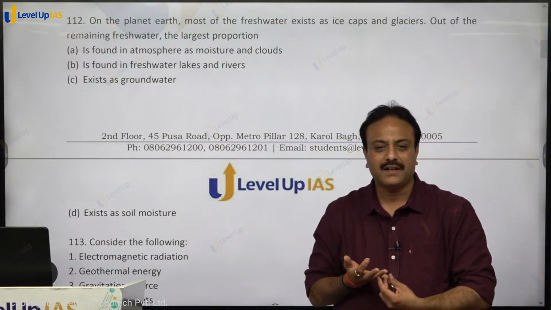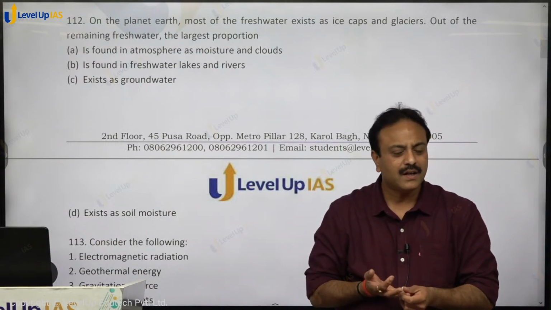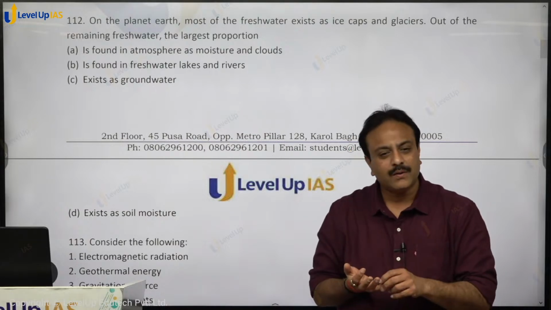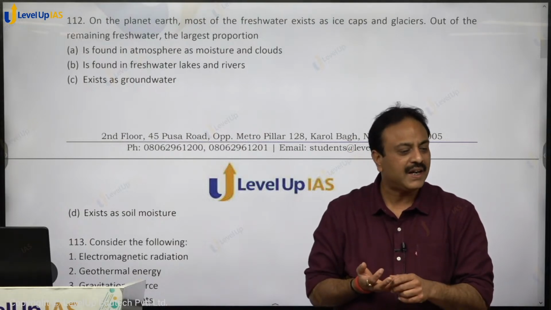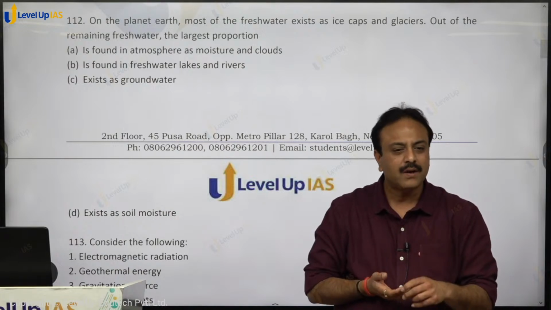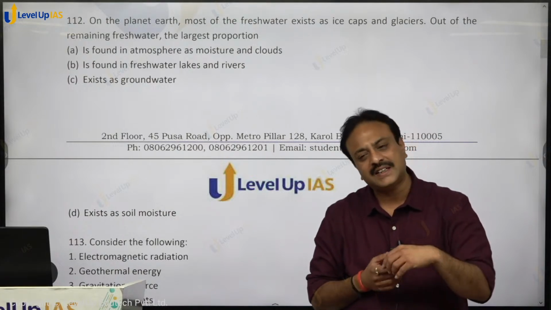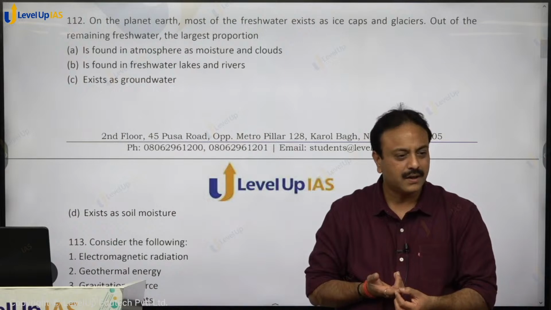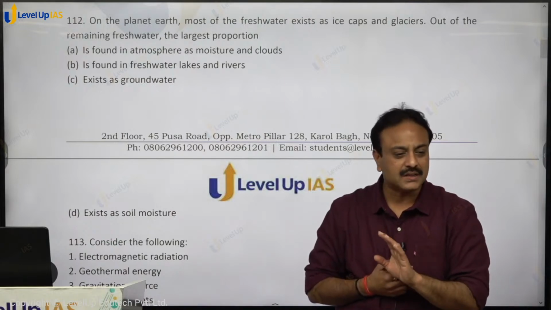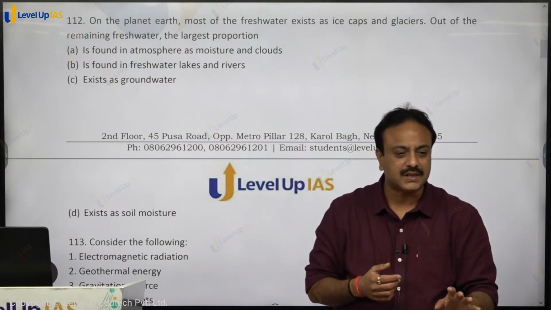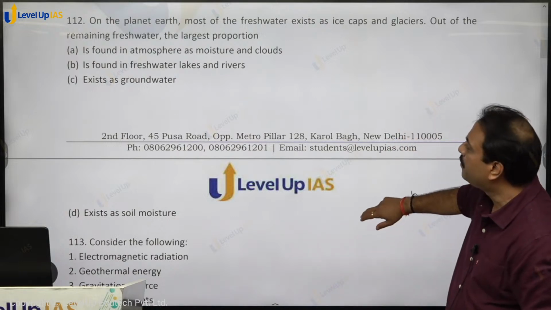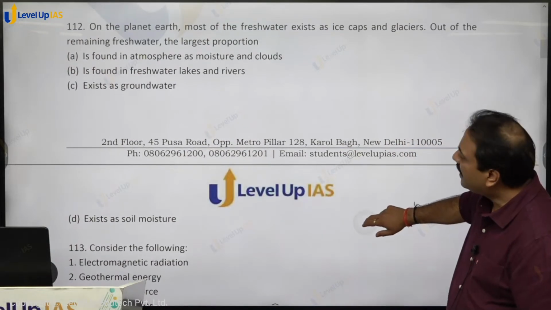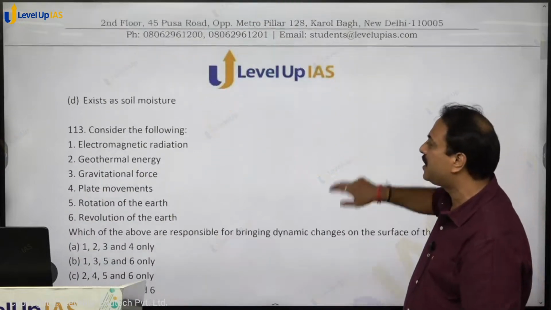followed by soil, followed by lakes, followed by atmosphere, followed by rivers, and less than rivers, biosphere. All the animals, human beings, whatever water that is present in their bodies, that is bare minimum. So the answer will be groundwater. Option C, C for cat, shall be the right answer.